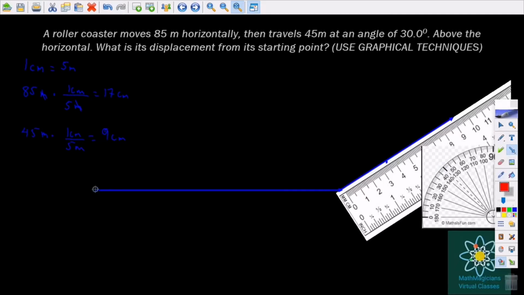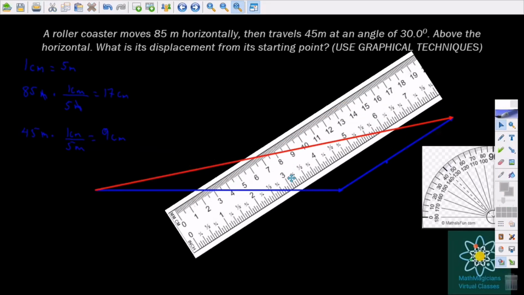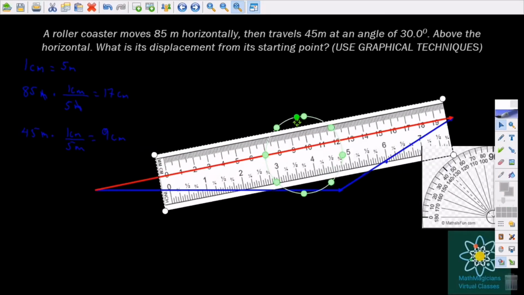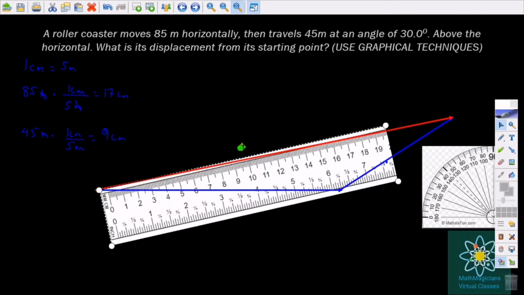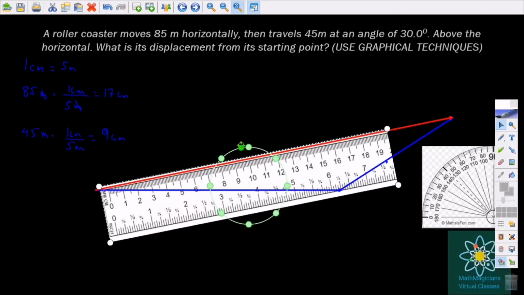It says to find, above the horizontal, what is the displacement? The displacement is your resultant. It is from where you started to where you finished. And this is what you're going to measure. You're going to measure it with your ruler in centimeters. So let's measure that resultant. Let's try to make it straight.